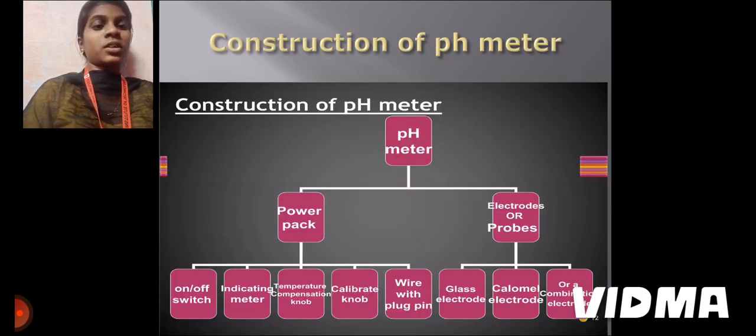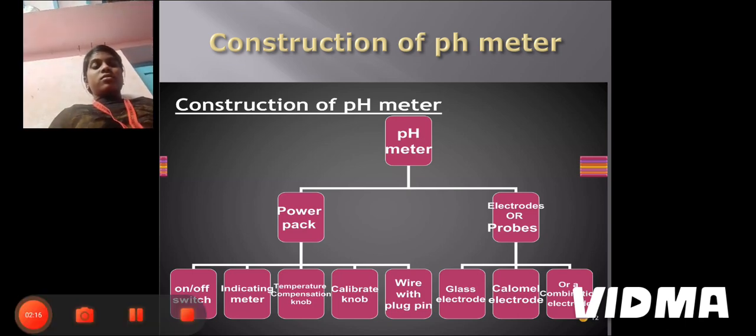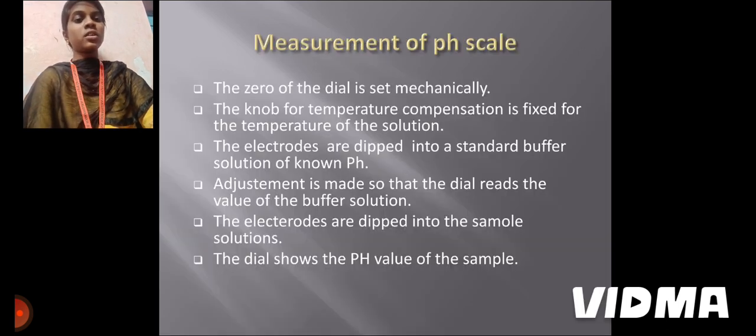Construction of pH meter. In construction, there are a power pack and electrodes or probes. In the power pack, there are an on/off switch, an indicating meter, a temperature compensation knob, and a calibration knob, along with a wire with plug. There are two types of pH meter: digital pH meter and manual pH meter.